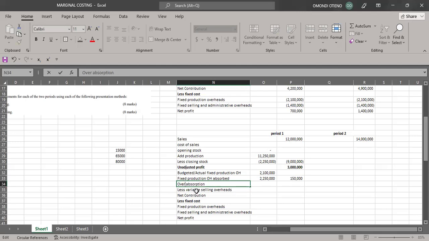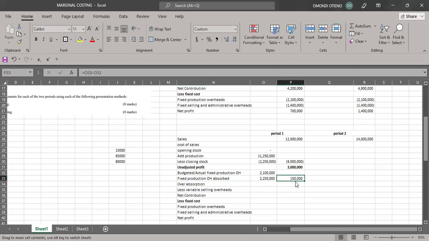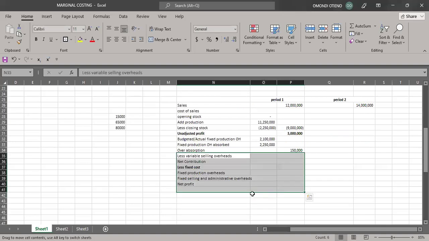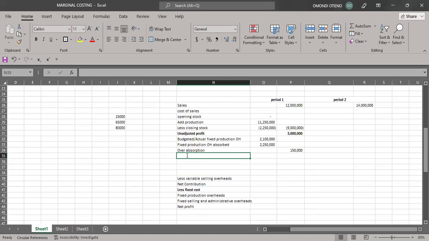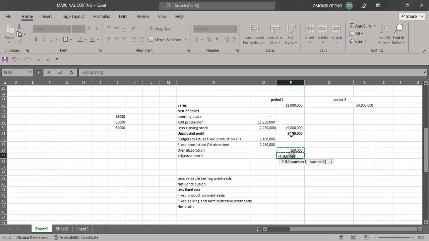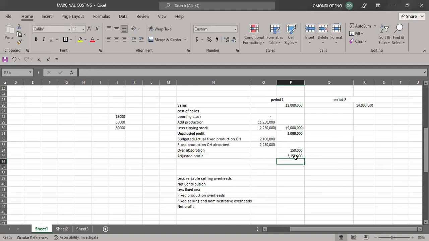Over absorption is normally added so that we get what we call adjusted profit. So how do we get the adjusted profit? We take the unadjusted profit plus over absorption to give us adjusted profit.